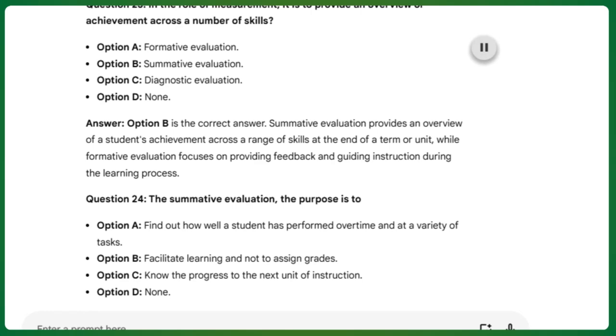Evaluating comprehensive evaluation in CCE, continued. Question 23. In the role of measurement, it is to provide an overview or achievement across a number of skills. Option A. Formative evaluation. Option B. Summative evaluation. Option C. Diagnostic evaluation. Option D. None. Answer. Option B is the correct answer. Summative evaluation provides an overview of a student's achievement across a range of skills at the end of a term or unit, while formative evaluation focuses on providing feedback and guiding instruction during the learning process.